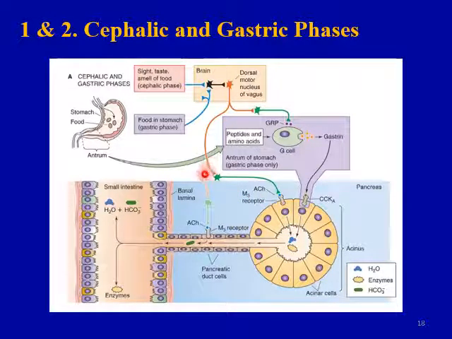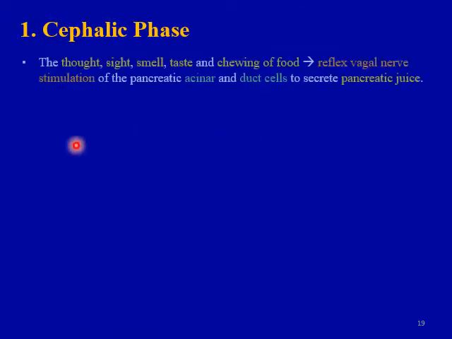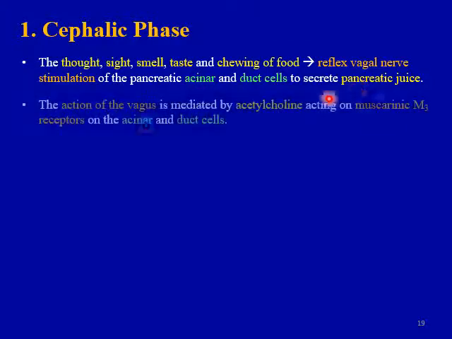Also, to a weaker extent, acetylcholine can stimulate M3 receptors on the basolateral membrane of the duct cells to stimulate the release of bicarbonate-rich fluid from the duct cells. And this pathway is for the cephalic and gastric phases. So in the cephalic phase, the thought, sight, smell, taste, and chewing of food reflex vagal nerve stimulation of the pancreatic acinar and duct cells to secrete pancreatic juice through the pathway that I have already explained in the previous slide.